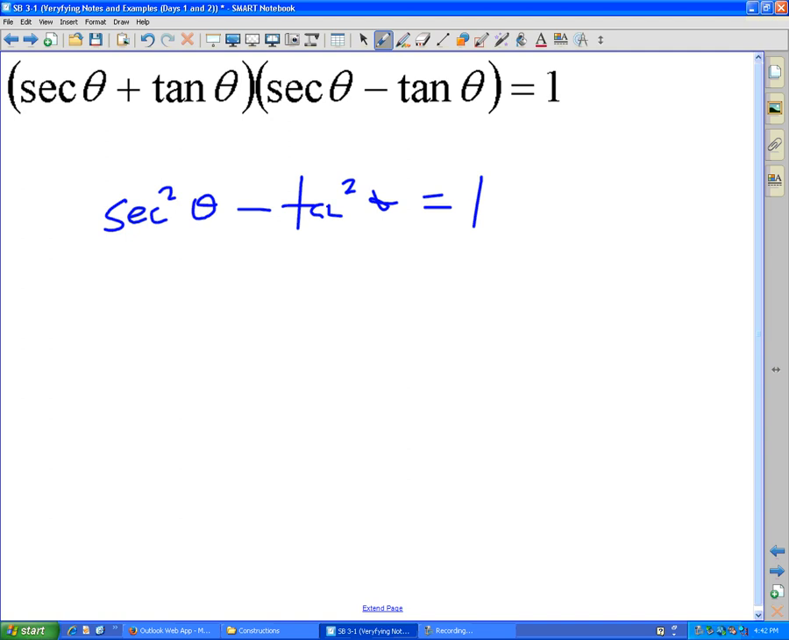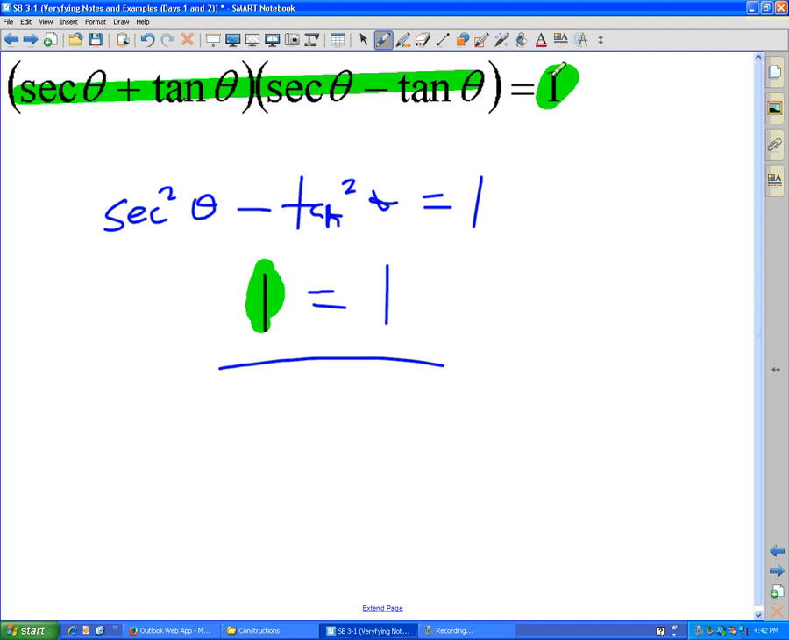But let's go back to our identity. Tangent squared plus 1 is equal to secant squared. If I subtracted tangent squared from both sides, secant squared subtract tangent squared is 1. 1 is equal to 1. I have verified this identity. I've verified that this original expression is indeed equal to the other side. Okay, that's what verifications are all about.